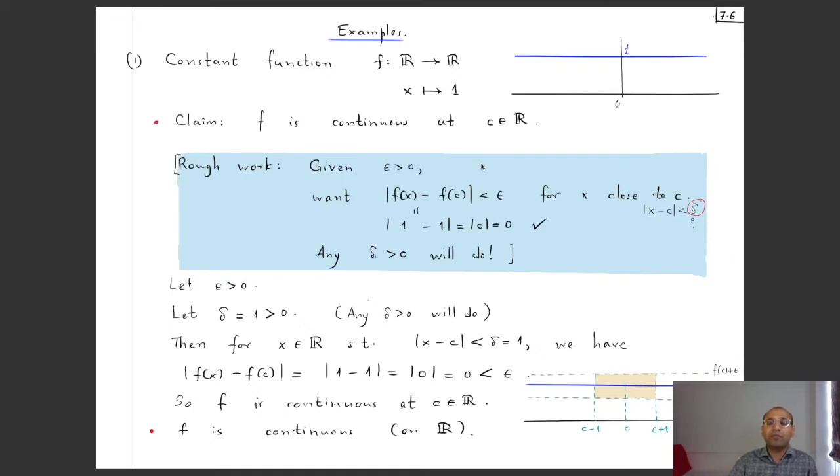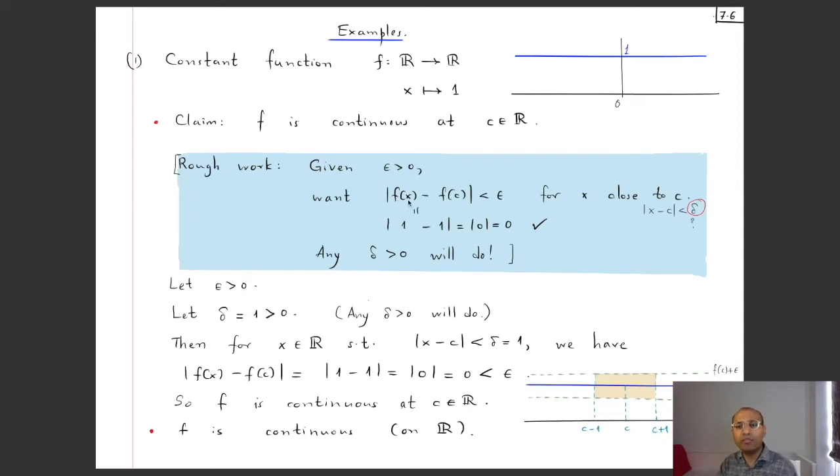What does it mean? It means that given any epsilon positive, I have to produce a delta positive. So that's the question. What should the delta be? So that whenever x is a real number whose distance to c is less than delta, I am guaranteed that the absolute value of f of x minus f of c is less than epsilon. So in other words, the distance of f of x to f of c is smaller than epsilon. So an epsilon has been given and I want to produce a delta.